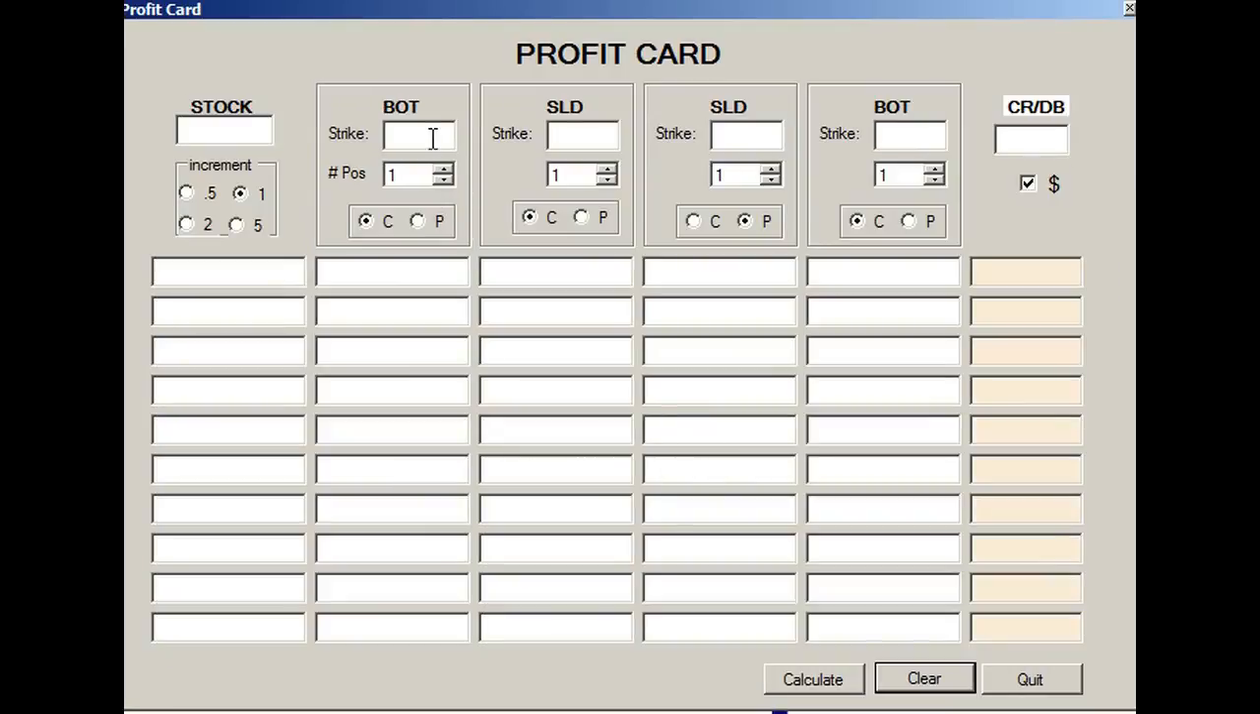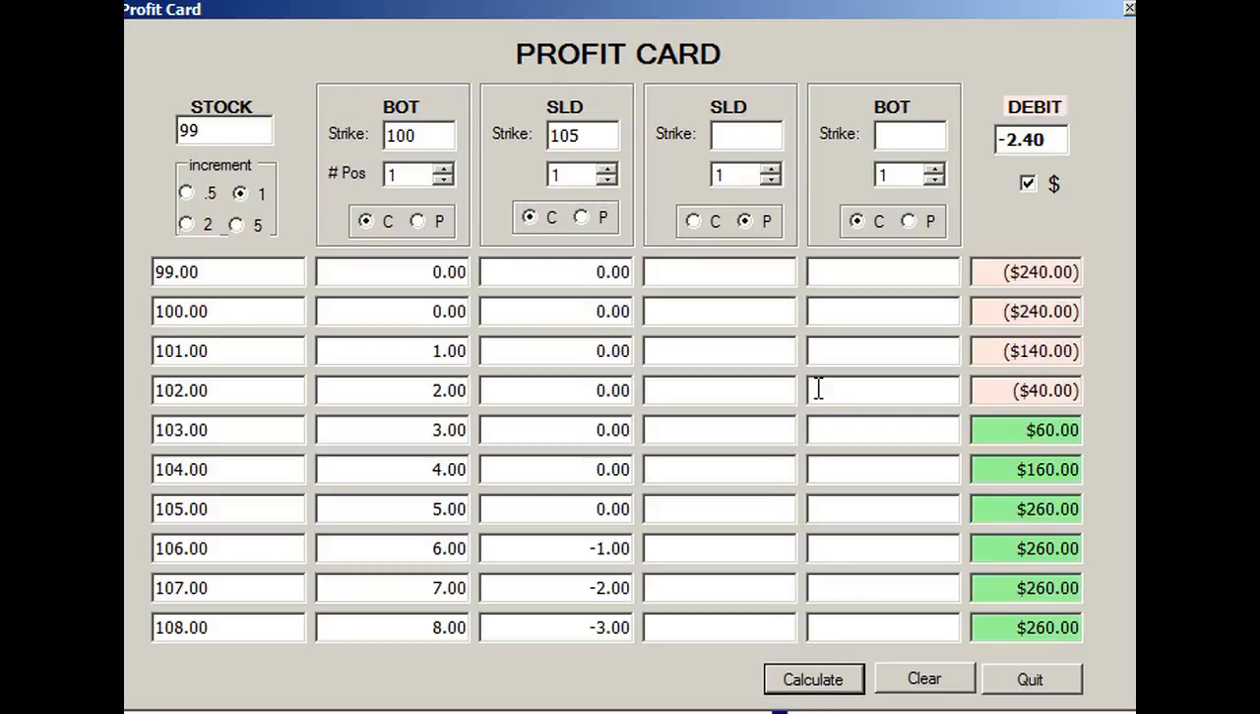So let's put that in the profit card and check it out. Okay, we bought the 100. We sold the 105. They're both calls. We paid a debit, so you enter a minus sign. We paid a debit of $240. If we click this mark, it will display the results in dollars. Now this is going to display the option trade results for this, at different stock prices. And we'll start the stock price at 99. It's going to increment by $1, and it will fill in each of these columns or rows. So we'll calculate.